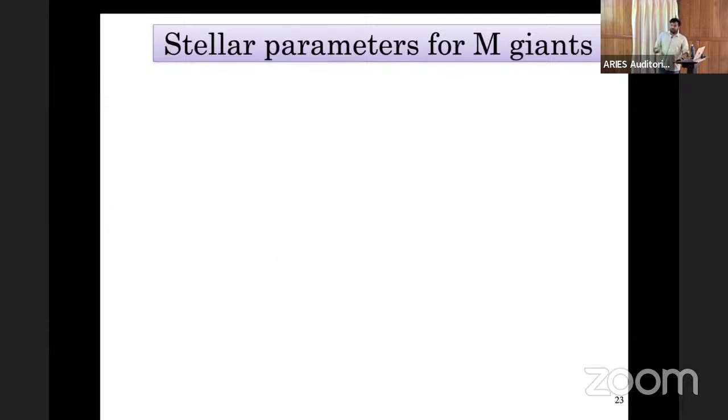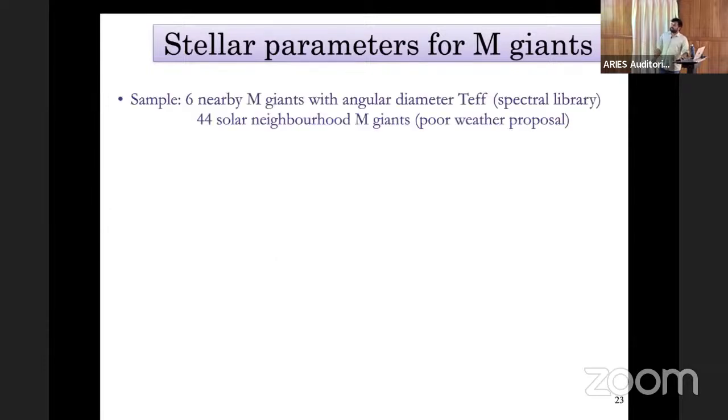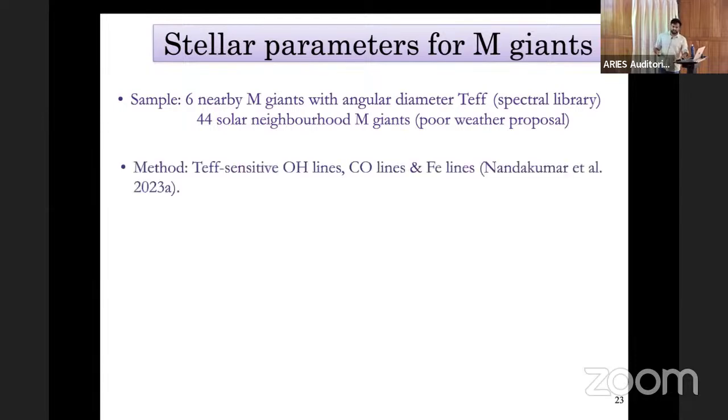So now is the time to validate this method. For this, I selected 6 nearby M giant stars with very reliable angular diameter temperatures. These are very nearby and bright stars from the IGRINS spectral library, so these spectra were already available. And then we submitted a proposal to observe 44 solar neighborhood M giant stars, which were also observed in the APOGEE survey. So the method, as I mentioned, is used to determine the parameters.